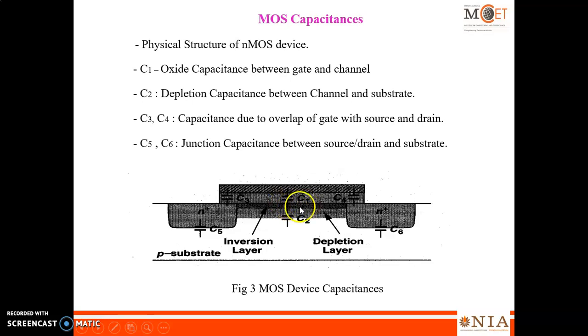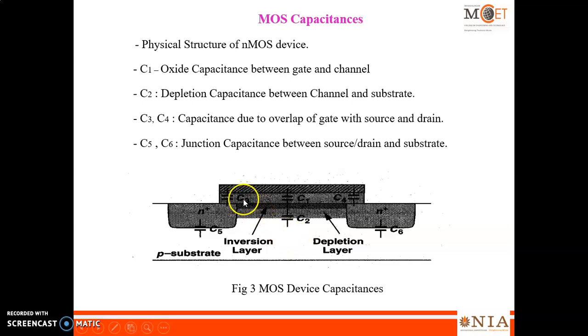What is meant by channel? Channel is nothing but it contains charge carriers. Since it is an NMOS transistor, charge is carried only by means of electrons. So this channel includes electrons and the current flows from source to drain because of these electrons only. So C1 denotes the oxide capacitance that exists between the gate and then channel. Next you move on to C2. This is your depletion capacitance between the channel and substrate.